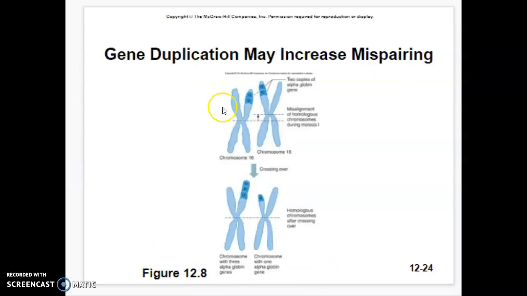Sometimes chromosomes can mispair, and you can see here where it just didn't line up correctly, and it ended up getting more genes when it crossed over. This is probably how we got our color vision. Most mammals only have 2 genes for vision. We have 3, so something popped over there so that we ended up with an extra gene.